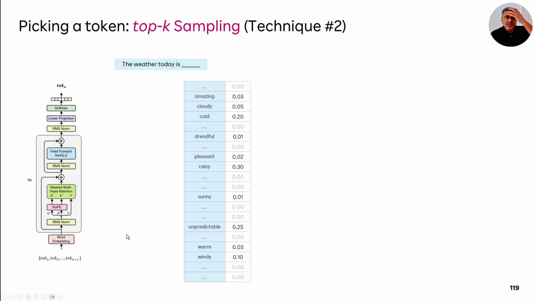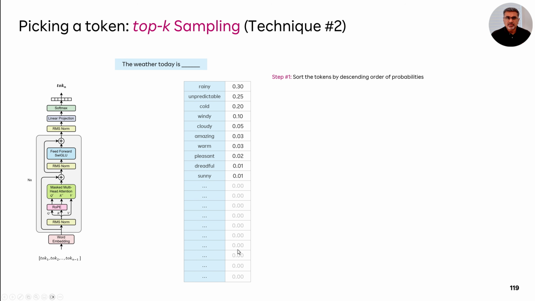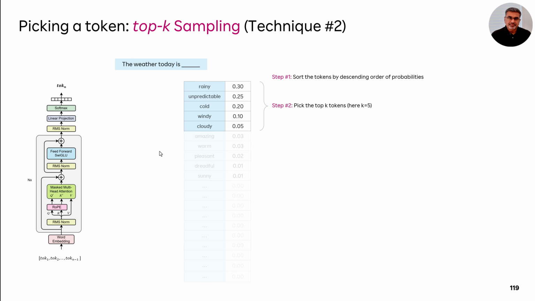So what's the next strategy? The next strategy is top K sampling. So again, the probability distribution after it goes through the linear projection is this for each of the tokens in the vocabulary. In top K sampling, what you do is you sort all the tokens by descending order of probability. So now you have a sorted list. "Rainy" still happens to be at the top because it of course had the highest probability. Now what you do is you pick the top K tokens out of this. And it's a configurable parameter.